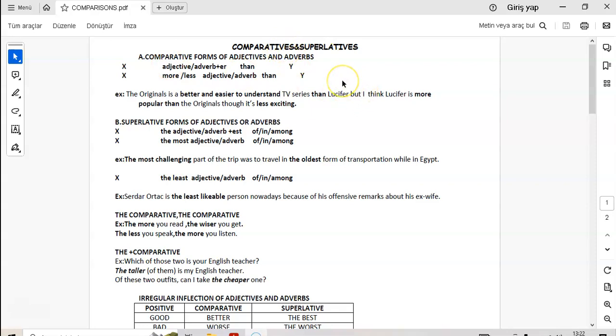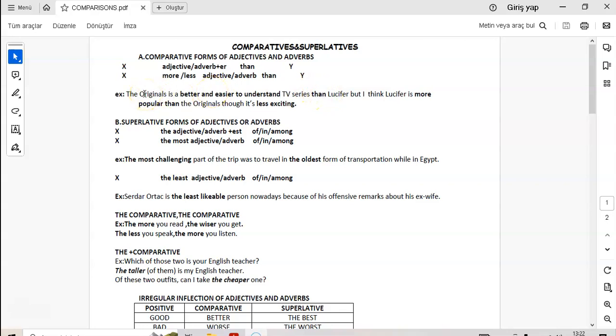Here what you have to decide is what kind of adjective or adverb you have. If it is one or two syllables, you have to use the -er than structure, as you see here. For example, take easy, and then you use the -er structure, because there's a comparison between the two.